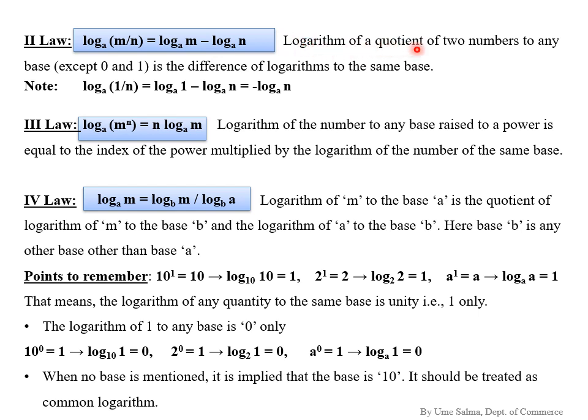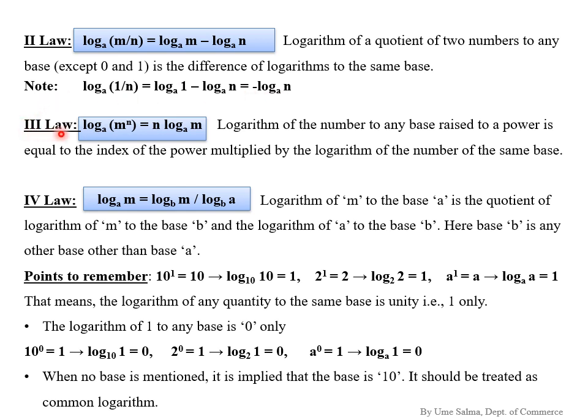Logarithm of a quotient of two numbers to any base except 0 and 1. The base should not be 0 or 1. Is the difference of logarithms to the same base. Here we are taking the difference. A small note, log 1 by n to the base a can be written as log 1 to the base a minus log n to the base a. We are using the same law here and splitting the two terms. Here log 1 will become 0, which you will see in the further explanation. That will remain with log n base a with a negative sign.